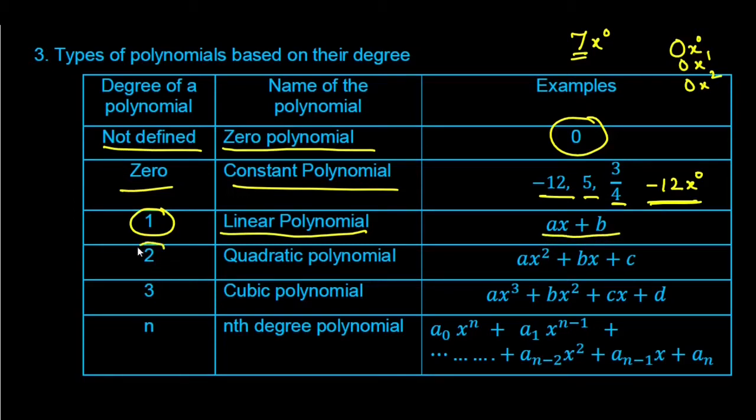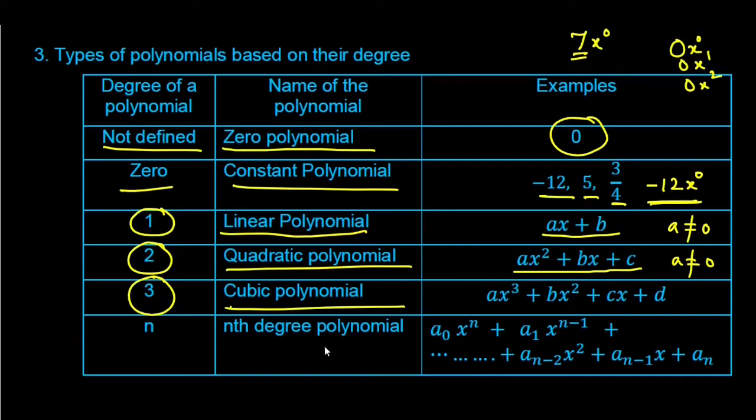When the degree of the polynomial is 2, we call it quadratic polynomial. The general form of quadratic polynomial is ax square plus bx plus c. Here we have to give a condition that a is not equal to 0. Here in linear polynomial also we have to give the condition a is not equal to 0. When degree of a polynomial is 3, it is called a cubic polynomial. The general form is ax cube plus bx square plus cx plus d.